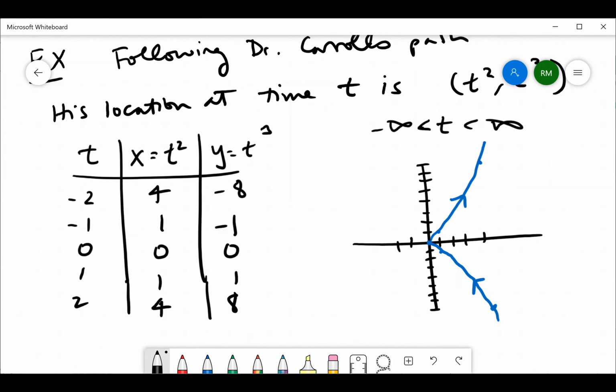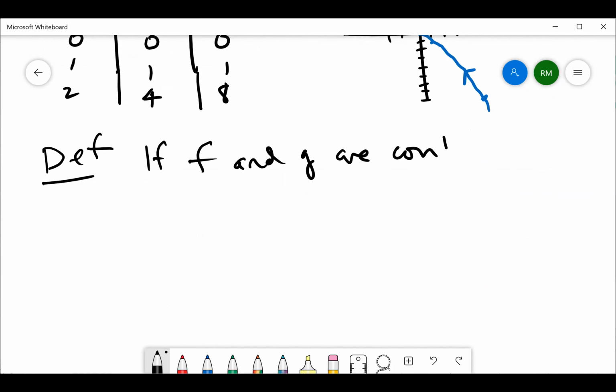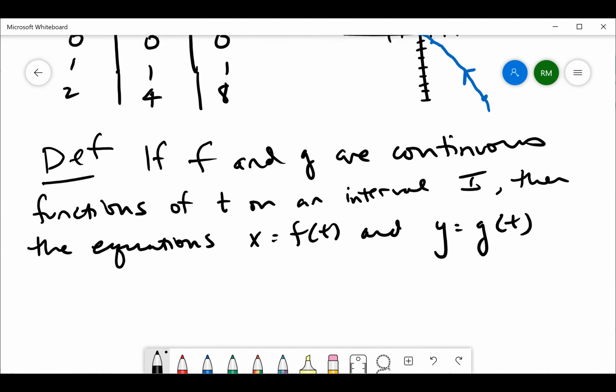So a parametric equation is one where your x and y coordinate, in this case, are given by functions of a third variable t. T is often time. So if f and g are continuous functions of t on an interval I, then the equations x equals f of t and y equals g of t are parametric equations, and t is the parameter.